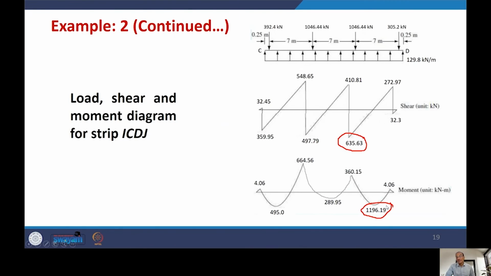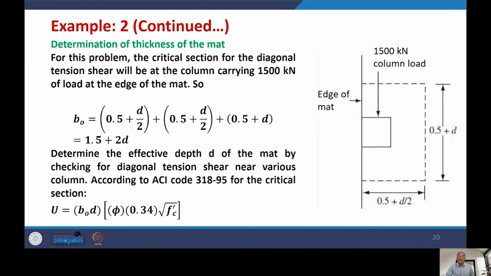The same thing is for the bending moment diagram. So this way you can calculate bending moment and shear force. Continue with that. The last part of this is determine the thickness of the mat for this section for the column load of 1500. So for this problem, the critical section of the diagonal tension shall be at the column carrying 1500 kN of load at the edge of the mat.